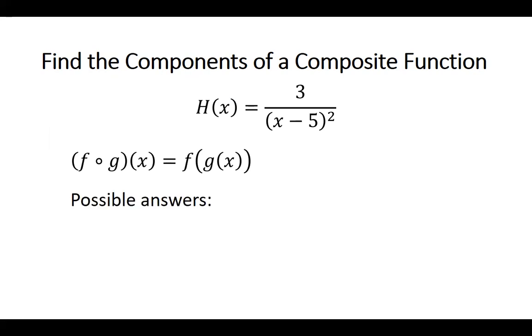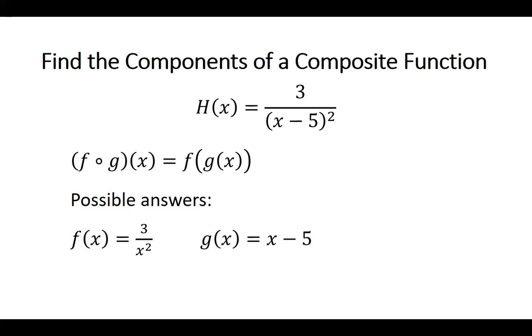Well, what are some possible answers? If I look at this, I could say, well, maybe the function f of x is 3 over x squared, in which case g of x would be x minus 5. So if I take f of g of x, I take x minus 5, plug it in for x in the function f of x, and I get 3 over the quantity x minus 5, squared, which is 3 over x minus 5 squared.